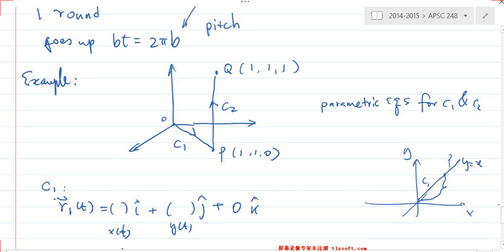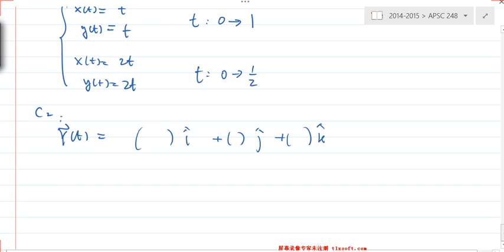What is x of t? 0? x of t represents what information? You have point P here, representing what? The x coordinate of the point P. What's the x coordinate of the point P? 1. What's the y coordinate of the point P? Exactly. 1, t. Somebody asked 1, t. If it's 1, t, what's the t's range? 0 to 1, exactly.